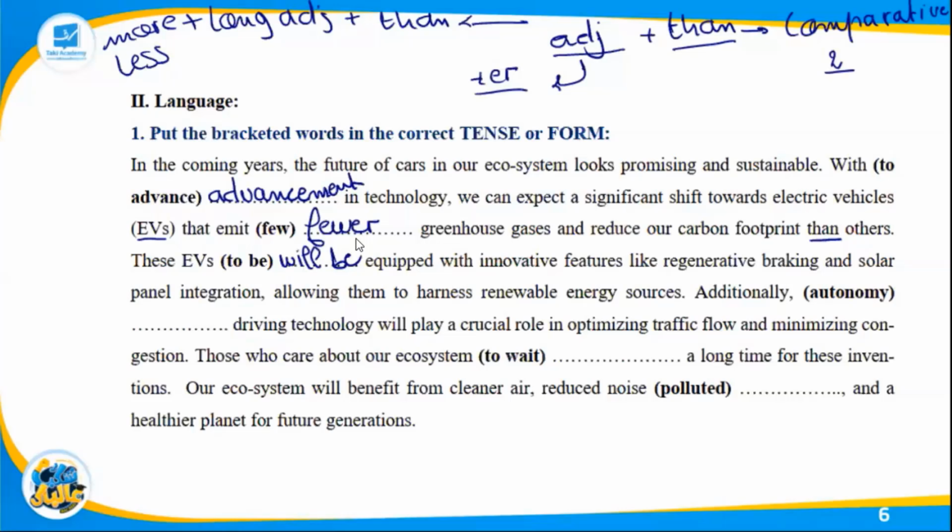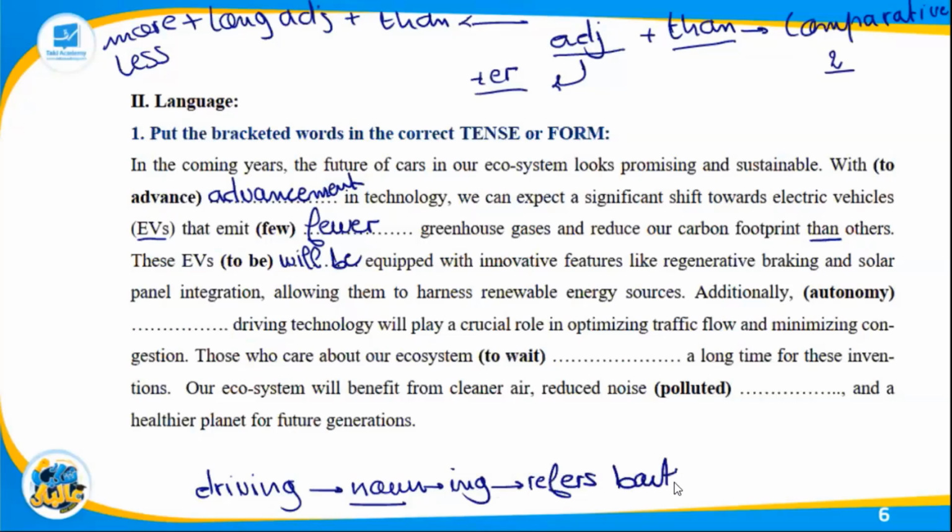Additionally, autonomy driving technology will play a crucial role. Here, driving is not a verb, driving is a noun. Okay, when a noun ends with ing, it refers back to the activity itself. What does that mean? It means that I have the verb to drive. To drive, to steer, the noun of to drive is driving. Okay. Earlier we said: the noun, what comes before it, or what does it deserve before it? It deserves an adjective, very good, because each adjective is made to describe a noun.